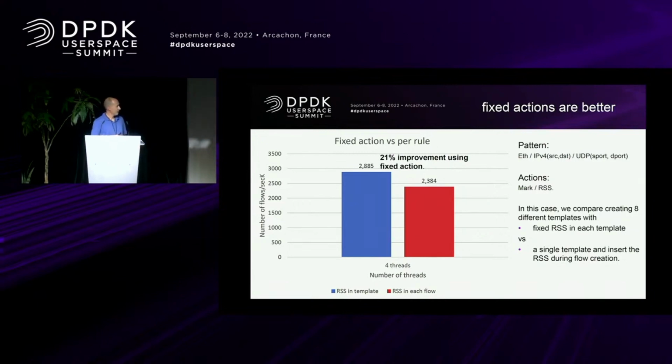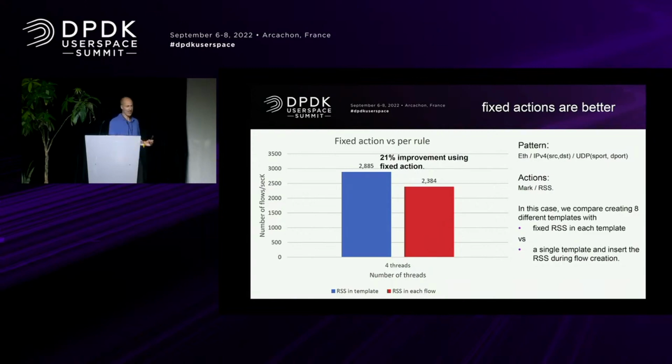In this case, on the x-axis we see the threads, and on the y-axis the number of flows, the number of rules. Both of them, blue and red, are the template API. The only difference between those two is that we are saying, I want to insert 8 million rules with mark and RSS. We have 8 different RSS. In the blue one, I'm configuring the RSS in the template, so every rule that uses this template will get the same RSS, and I'm simply creating 8 templates. While on the red, which uses the RSS, still 8, I'm inserting the RSS when I'm inserting the rule. That's the only difference. We can see a 21% improvement using the fixed action.